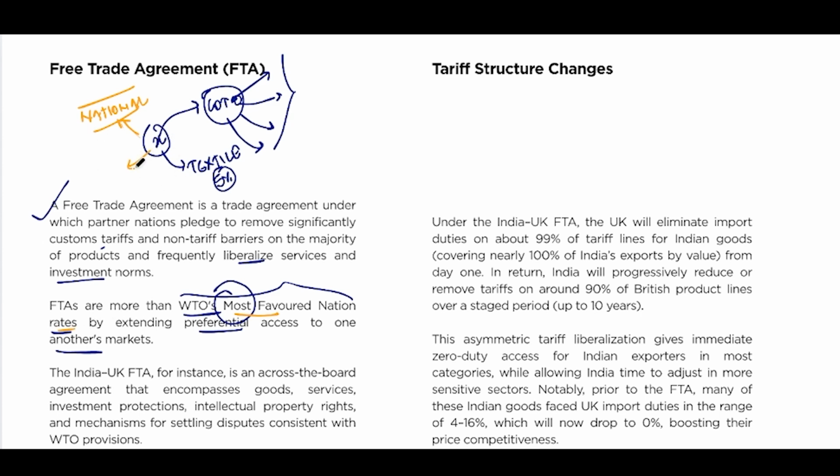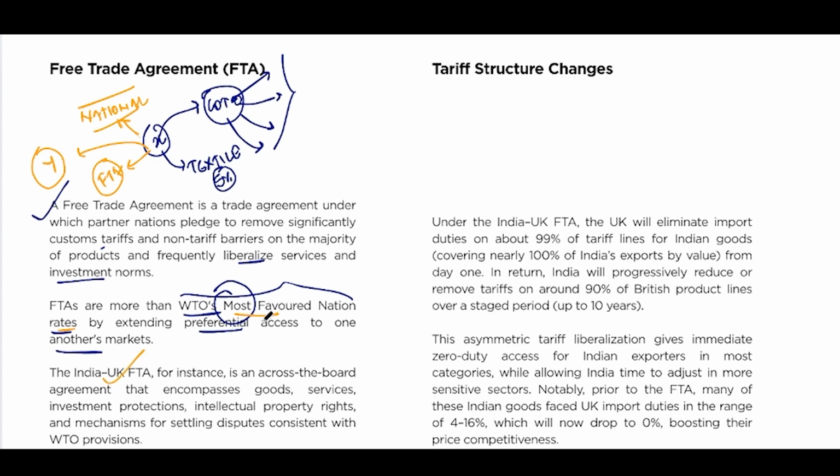And at the same time, X can offer lower than 5% rates to all those countries with which it has signed a free trade agreement. So for example, a country X signs a free trade agreement with another country Y. They both decide to impose 2% import duty on each other's products. That is possible. It is lower than 5%.